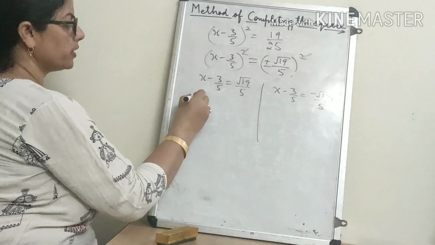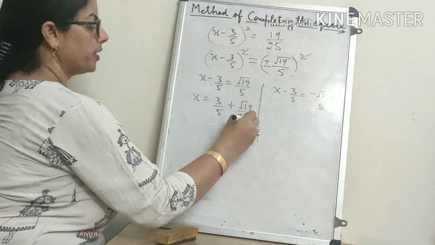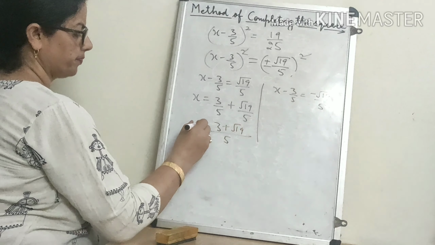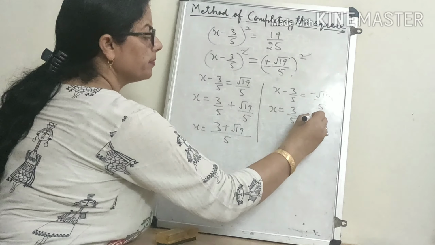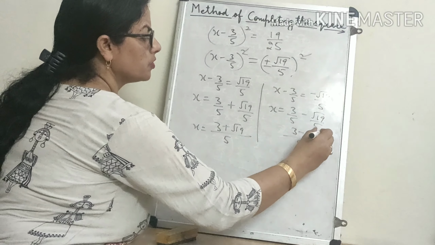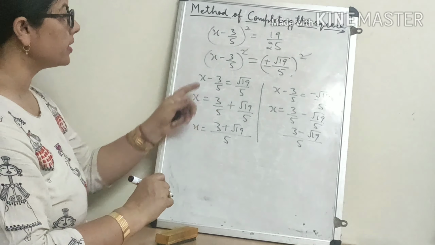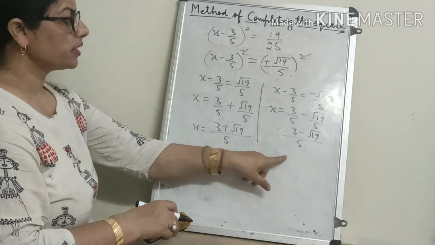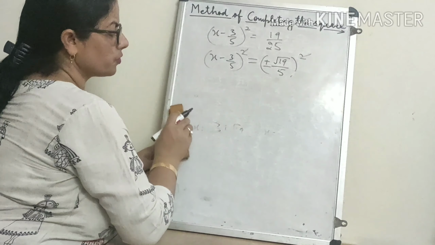Minus 3 by 5 will go that side. It will become plus 3 by 5. And now LCM 5, 3 plus root 19. And here minus 3 by 5 will become plus 3 by 5. LCM 5, 3 minus root 19. Or here we can do directly also. Either you do like this and these are the roots of the equation. Or you can do in this way also.